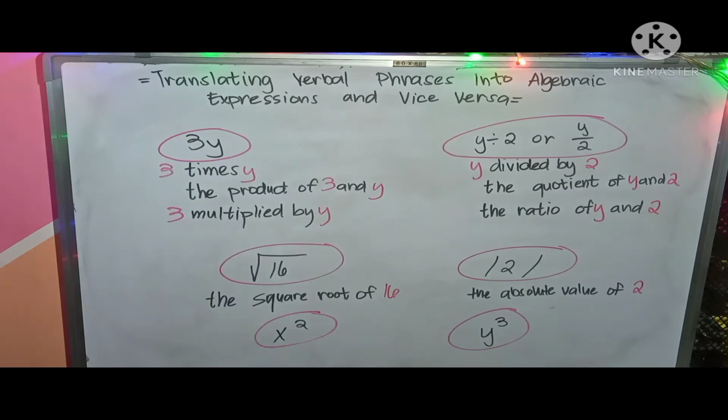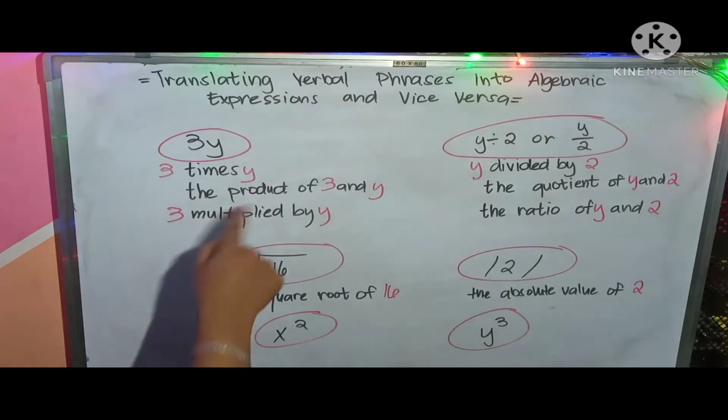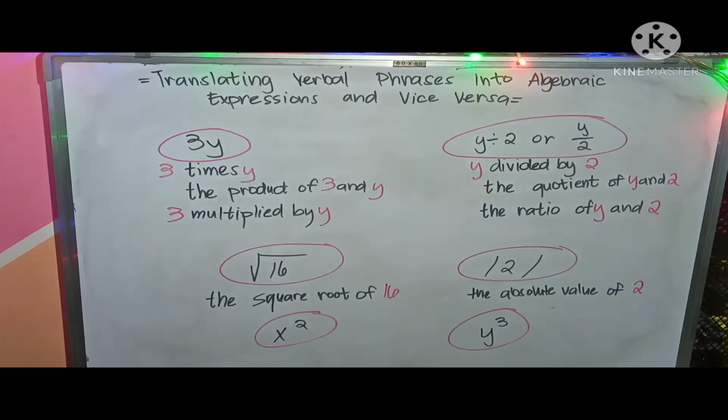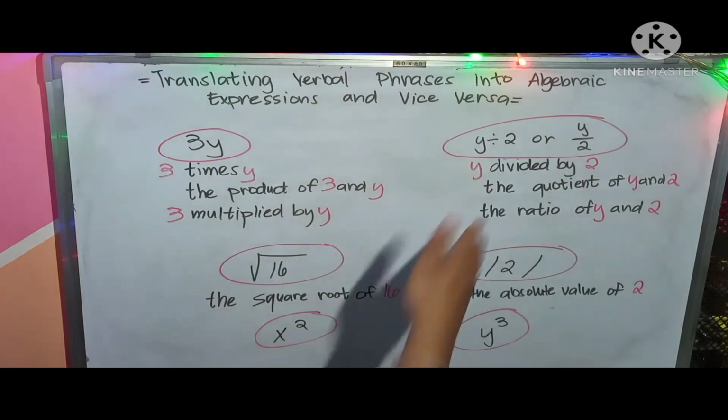Kapag may magkatabing dalawang variable, multiply din yun. So 3y can be written as 3 times y. Or the product. Bakit the product? Kasi multiply nga. The product of 3 and y. And yung last, 3 multiplied by y. Okay po. Next, meron naman tayo nito.